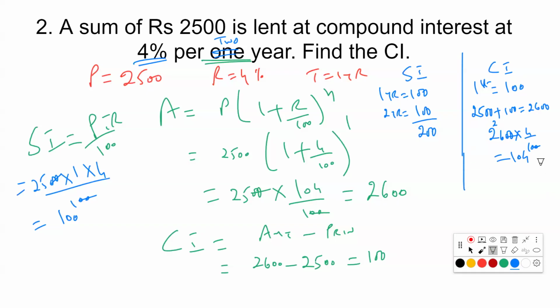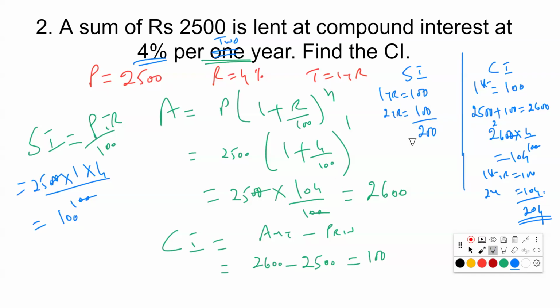And what will be the compound interest for second year? 104. What will be your total? Compound interest for first year is 100, for second year it is 104. Totally how much? 204. So this is the difference. Simple interest is 100 plus 100. Compound interest, first year it is 100. Second year, interest is added back to the principal and fresh interest calculated, and that is coming to 104. So totally for 2 years, it is 204.